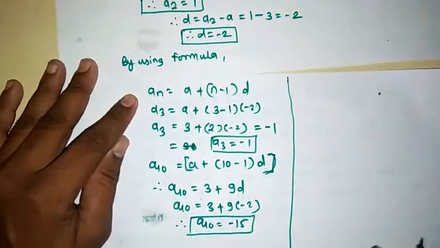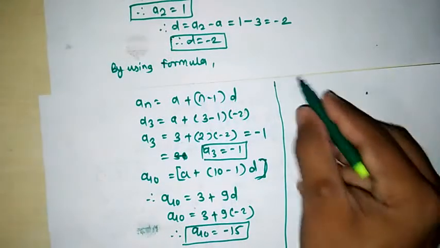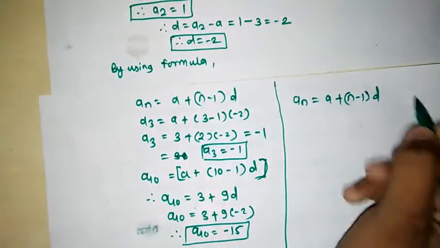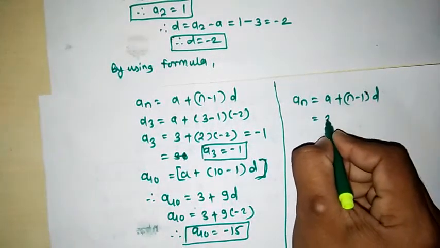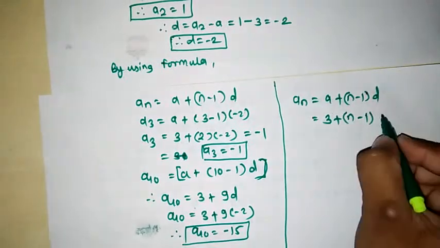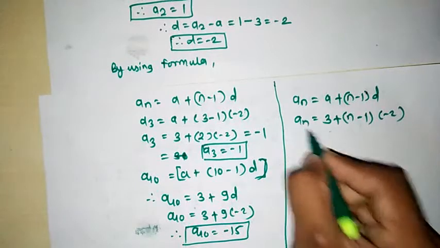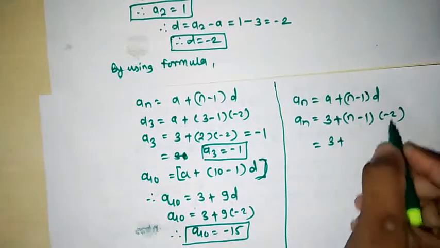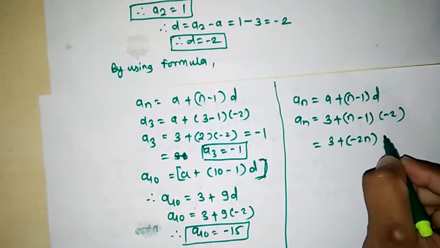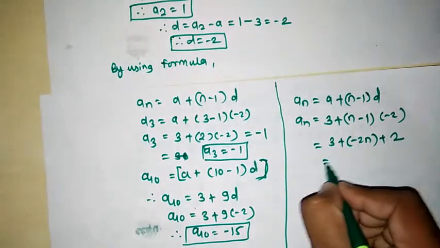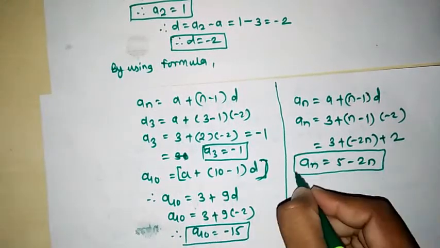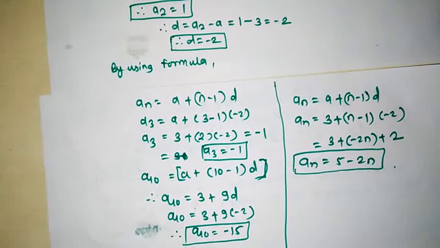And what is left? Only the nth term an is left. Nth term an is equal to a plus n minus 1 into d. Now we will put all the values. What is the first term? First term is 3, n as it is, because we are going to find the nth term, n minus 1 into d. What is the d here? Minus 2. Now 3 plus, we will multiply in the bracket, that is minus 2 into n. Minus 2 into minus 1 is plus 2. 3 plus 2 is equal to 5 minus 2n. We got an is equal to 5 minus 2n. We got all the values here.